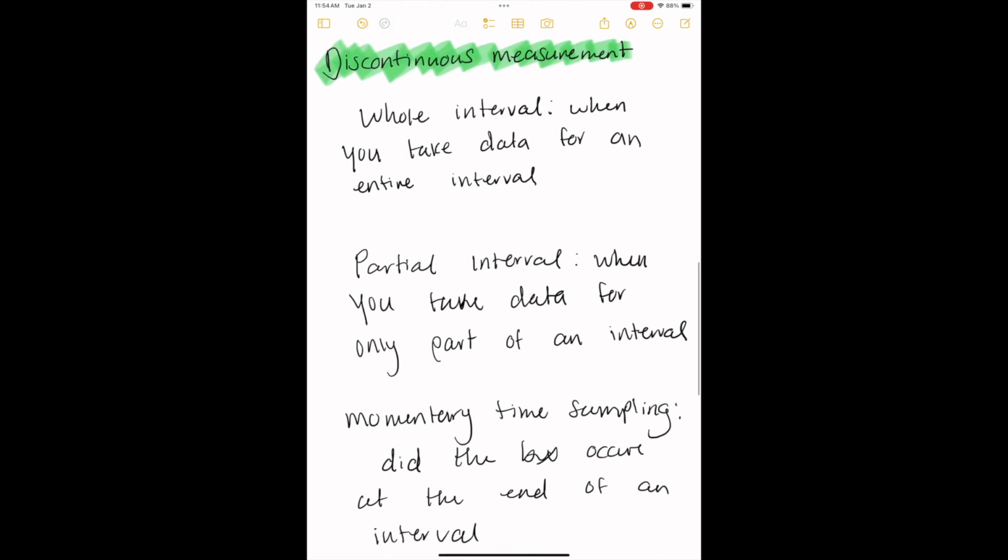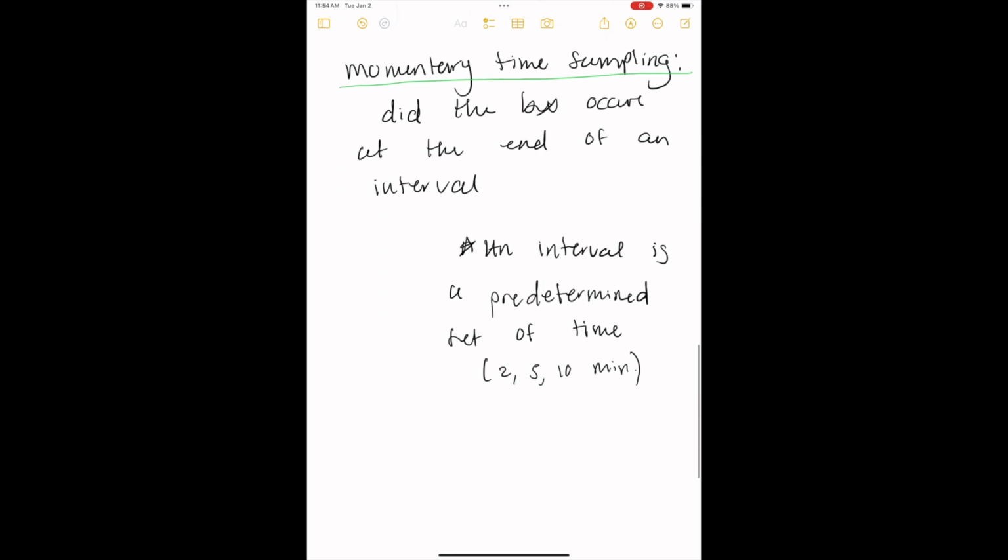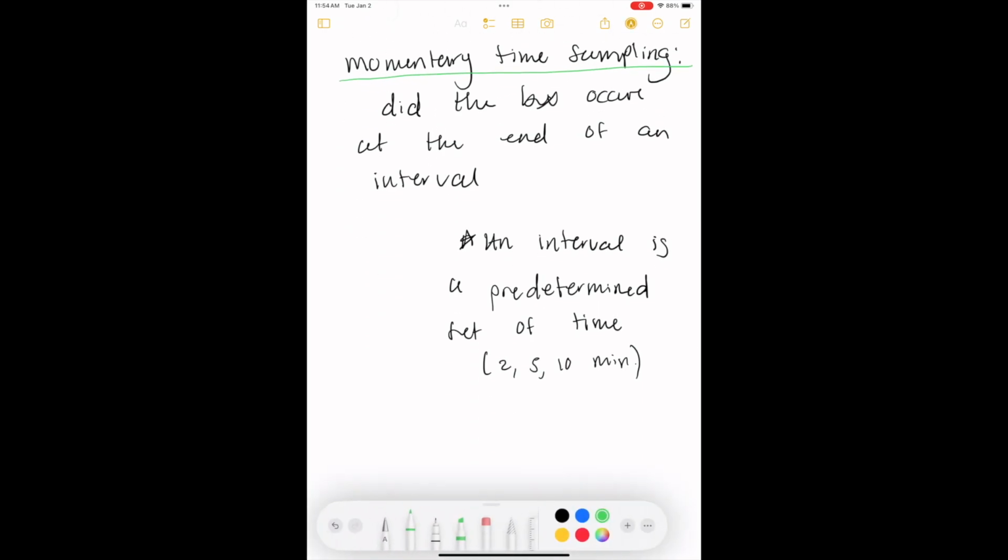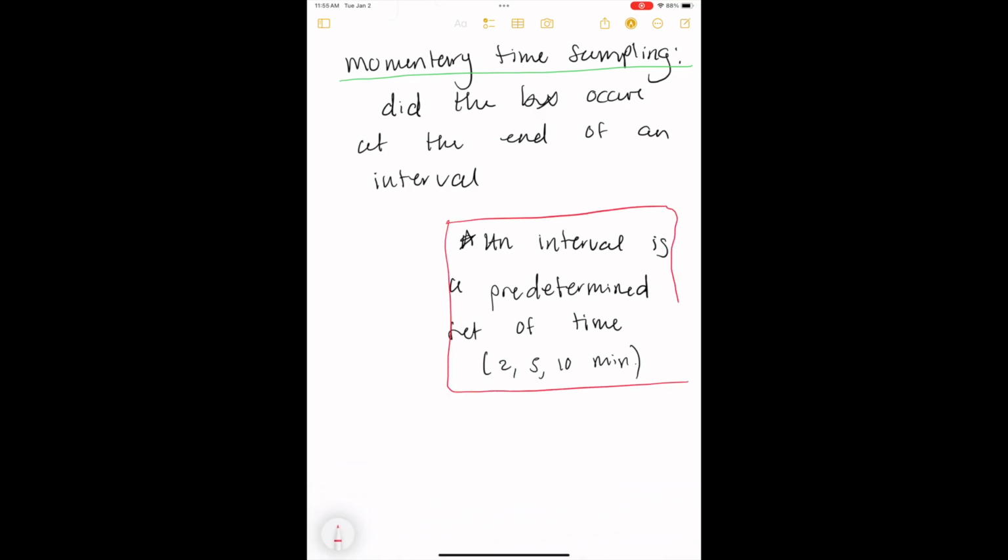And so now I'm going to go back here and color code this for you so that you can see it better. Whole interval, partial interval, momentary time sampling. I want you to see that. I'll take pictures and upload it so you can see it at the end. And then here, I'd like to put a red box around this so that you know what an interval is. This is kind of important. And we'll do a little red star over that. Okay, so that's discontinuous measurement.